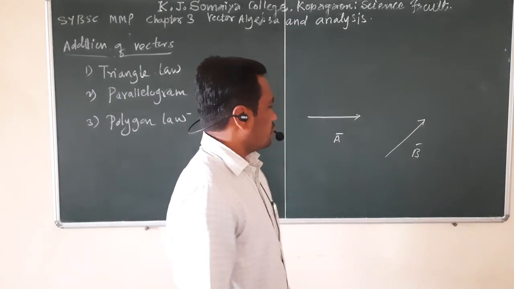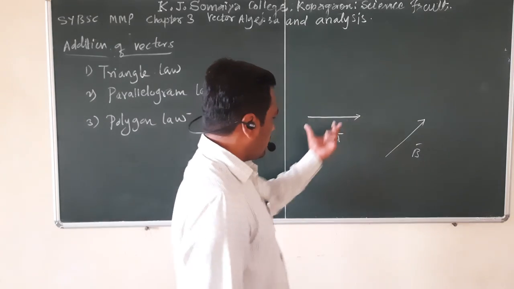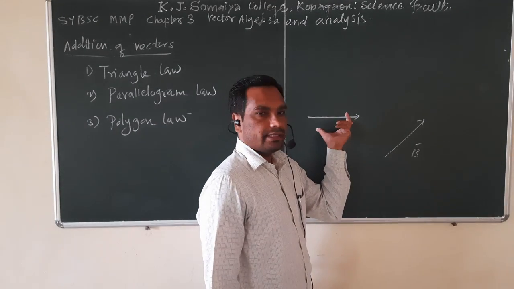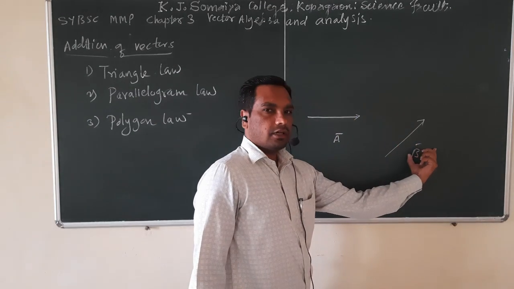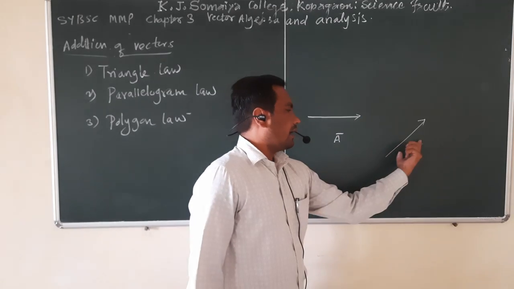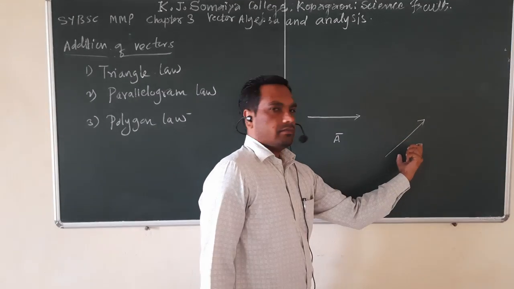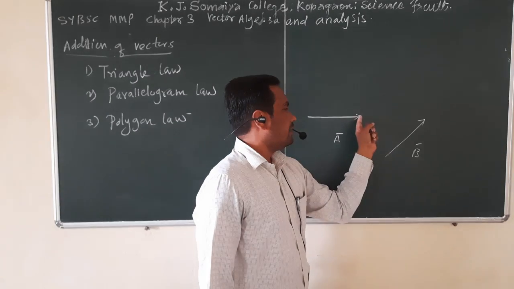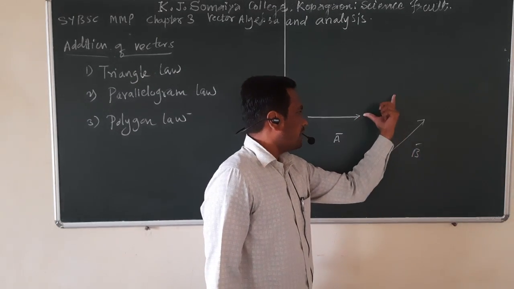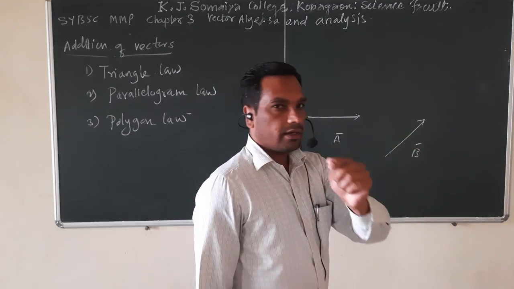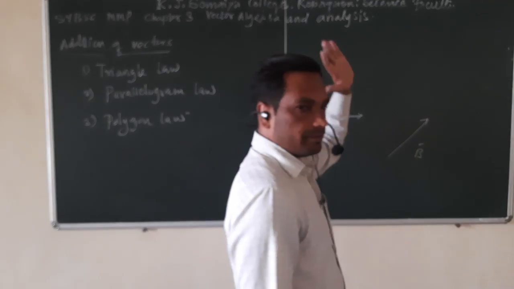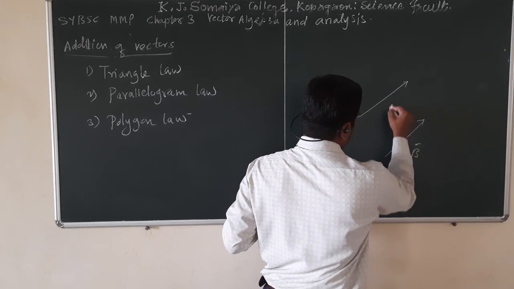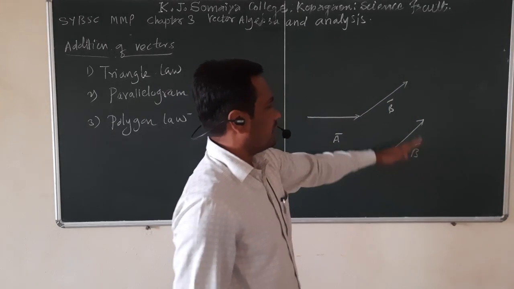Okay, so for that, keep one vector as it is. Suppose I keep vector a as it is. Take another vector b and project that vector over here. Over here means we have to take this vector and keep that vector over here. So take this vector like this and keep it over here. Then vector b is projected like this.